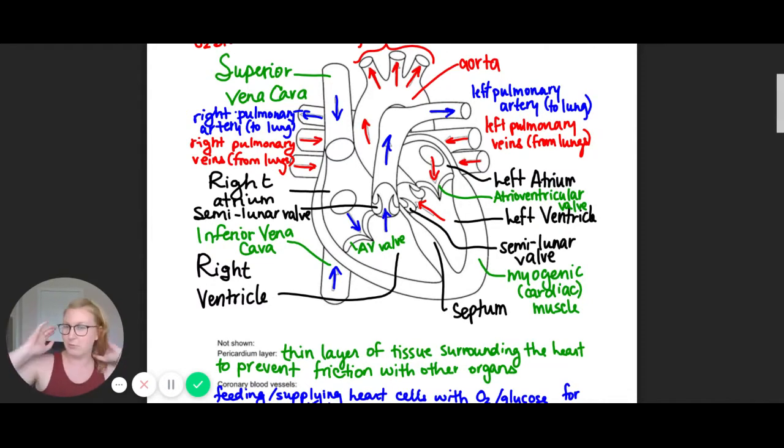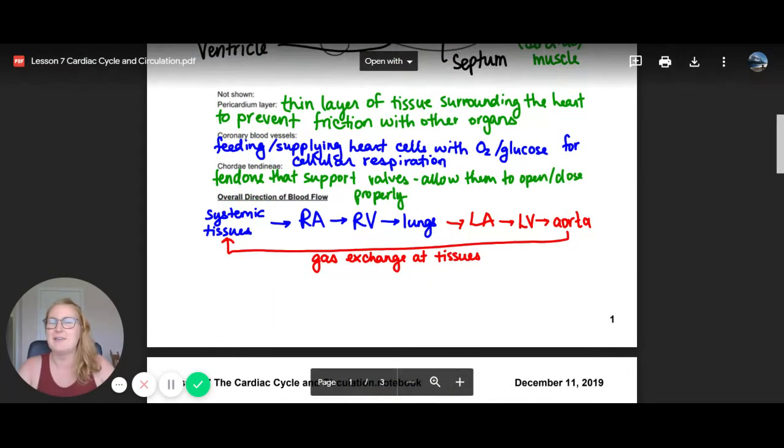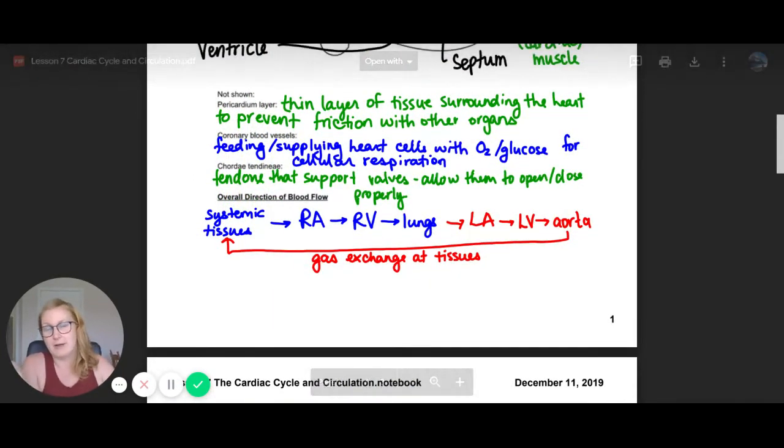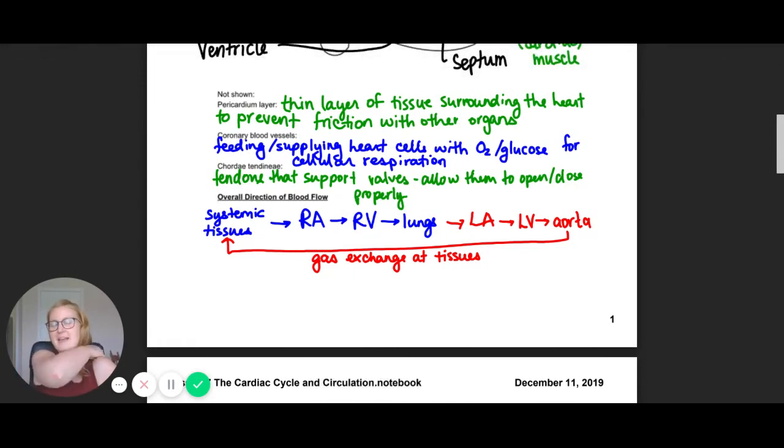So I'm not going to read out all the names here because I think it's not that useful. You're going to see here that I've labeled an overall direction of blood flow. So I'm going to actually use the diagram to explain this. You're going to see me use short forms like this quite often. So I'm just going to explain to you what all that is.